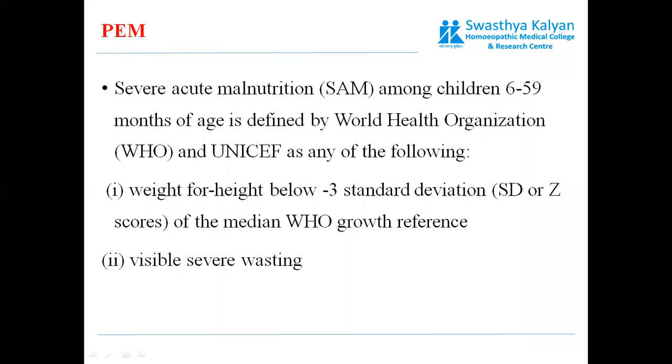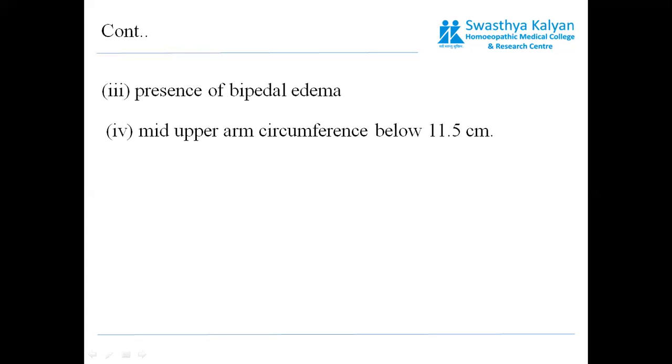So severe acute malnutrition among children 6 to 59 months of age is defined by WHO as any one of the following. UNICEF and WHO have defined severe acute malnutrition as any of these following points. First is weight for height below -3 standard deviation of the median WHO growth reference. Then visible severe wasting. Then presence of bipedal edema. And fourth is mid upper arm circumference below 11.5 centimeter. So these are defined by WHO and UNICEF.